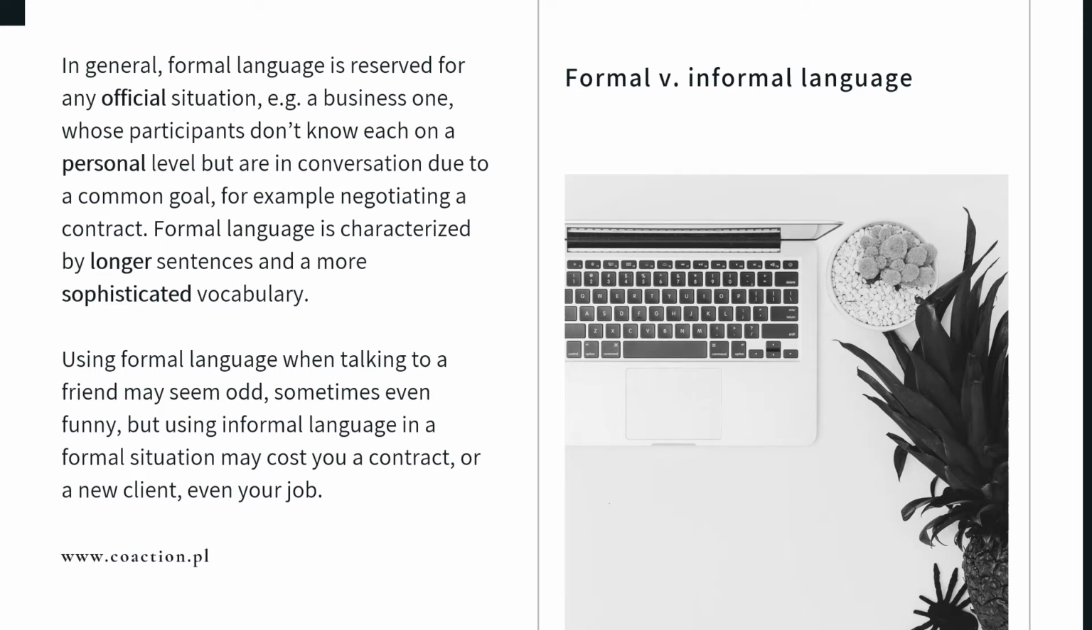In general, formal language is reserved for any official situation, for example a business one, whose participants do not know each other on a personal level, but are in conversation because they have a common goal. For example, they are trying to negotiate a contract. Formal language is characterized by longer sentences and a more sophisticated vocabulary. Using formal language when talking to a friend may seem odd, sometimes even funny, but using informal language in a formal situation may cost you a contract or a new client, even your job.